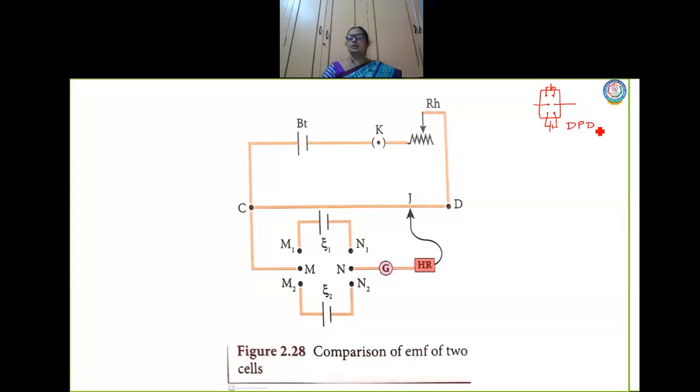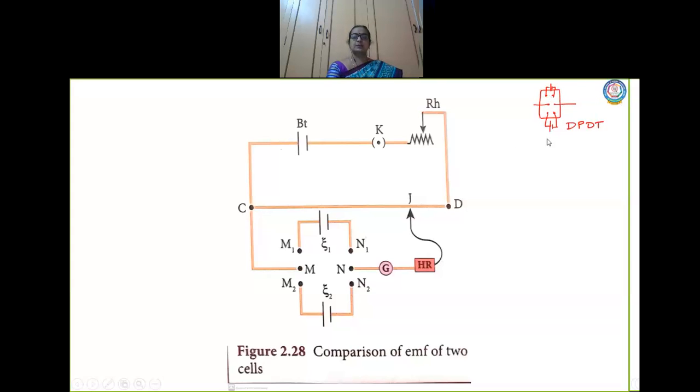DPDT, double pole double throw switch. Now there is a button here in the center. When I press the button to this side, this cell is included. When I press the button to this side, this cell is included. So you can include one cell at a time in the circuit using this double pole double throw switch.